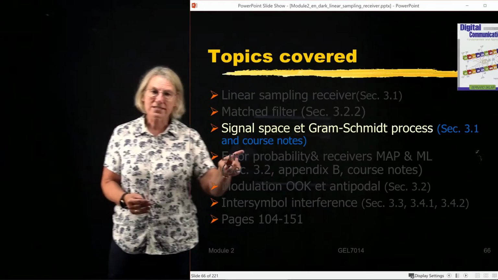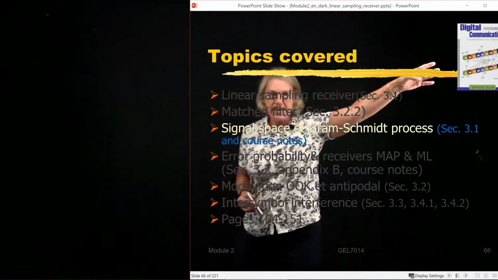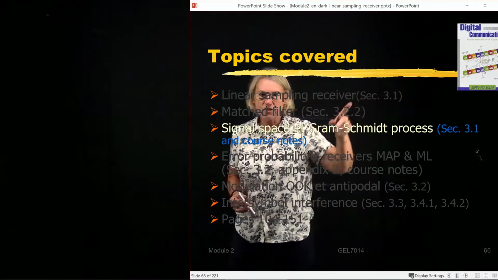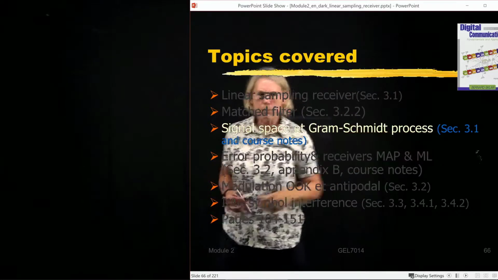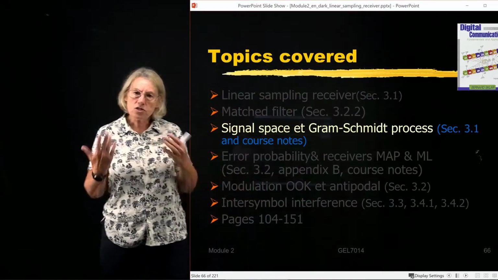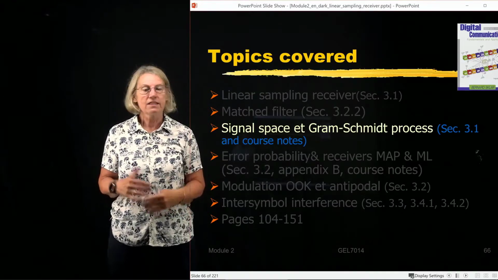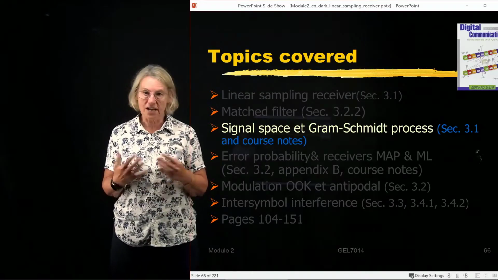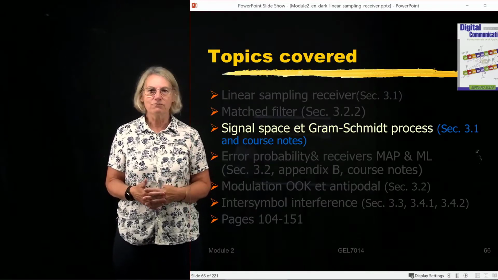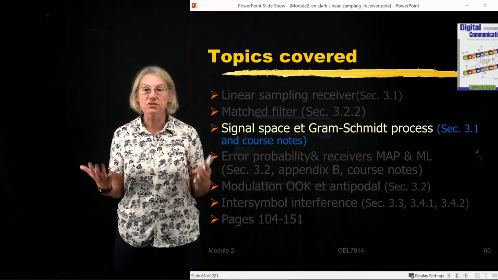Signal space is covered in our Sklar text for the class. It's covered in section 3.1. And I'll also be discussing the Gram-Schmidt process, which is not covered in the textbook, but there are many online resources that discuss this technique for finding a basis for signal space.